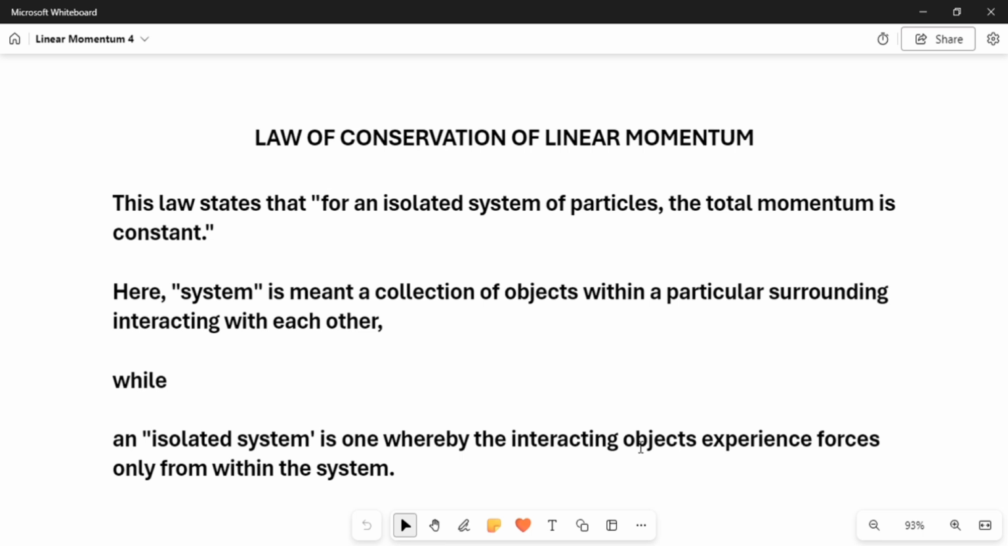What do we mean by system? When we say an isolated system of particles, what does that word system imply? It's just telling us about the collection of objects within a particular surrounding that are interacting with each other. So let's use a room for example. If you have a room, you have some objects that are interacting with themselves in that closed room. You can call that room a system. You can regard that room as a system. It's a collection of objects within a particular surrounding, and those objects are interacting with each other.